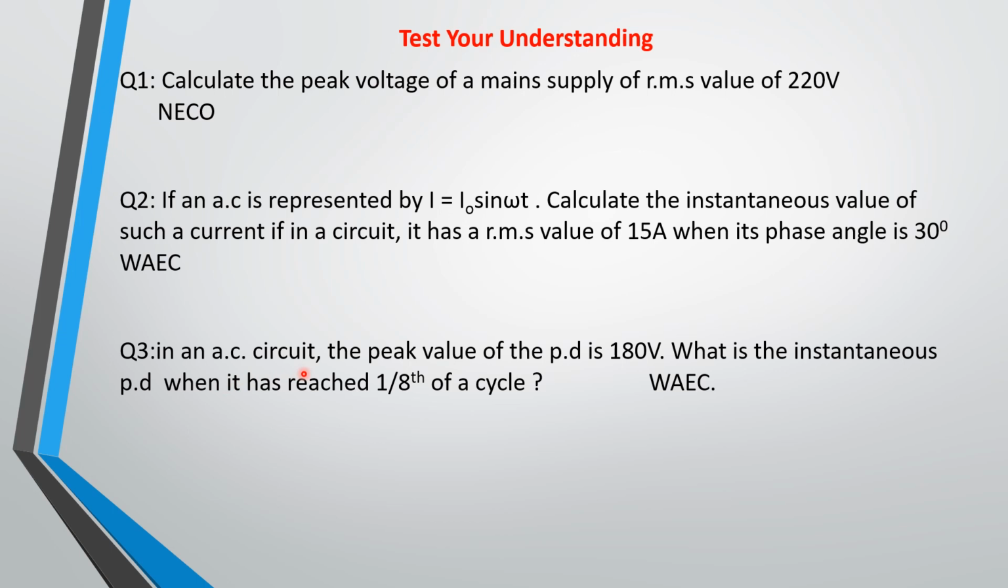Alright, so this is how you go about this question. Then in an AC circuit, the peak value of the voltage is 180 volt. What is the instantaneous PD when it has reached 1/8 of a circle? Okay, so here you know that a circle is equal to what? 360 degrees. So 1/8 of 360 degrees equals what? You should know that, right? Then you are given the peak value of the voltage. So you are asked to find the instantaneous voltage, which is like this one. So you go back to that equation and then you can solve this one easily, right?